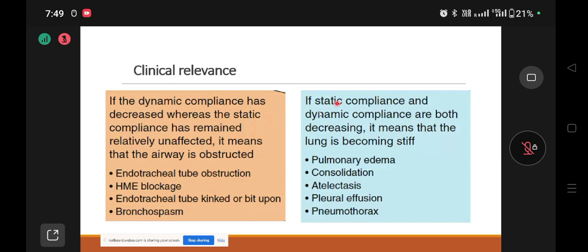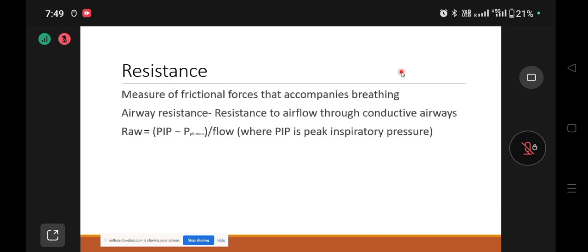But if your static compliance and dynamic compliance are both decreasing, then it means that your lung is becoming stiffer, and that is commonly seen in conditions like consolidation, collapse, effusions, and a child developing pulmonary edema. So take care of these two figures, which the ventilator will automatically calculate. Nowadays we have very good microprocessor-based ventilators, and most of these figures are commonly available in most of them.